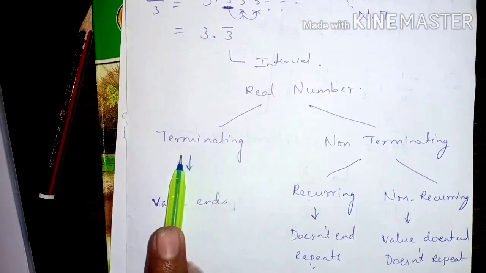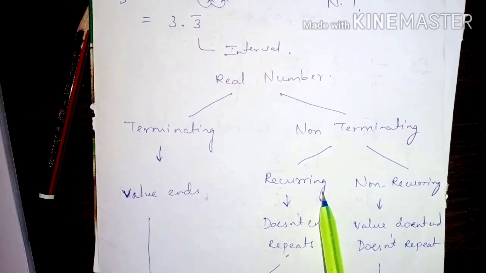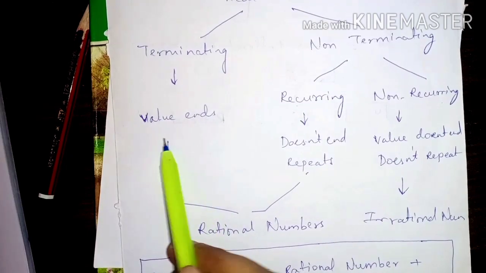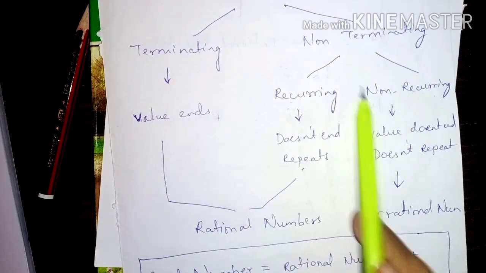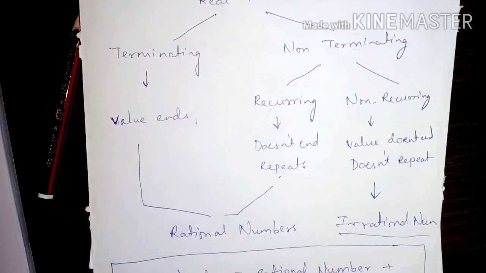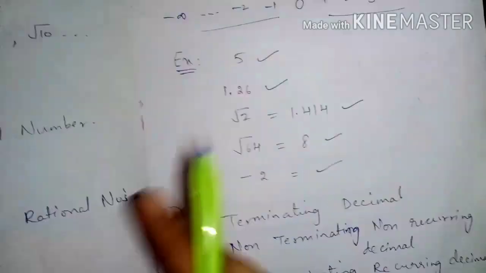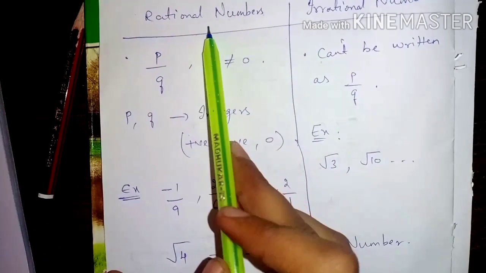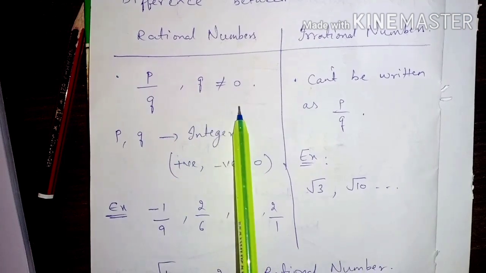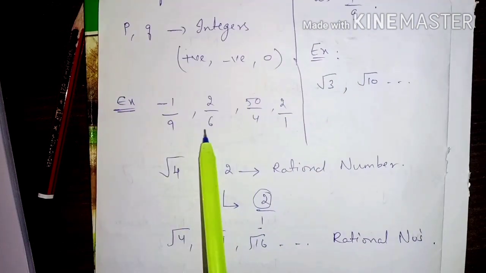Now the real numbers are basically 2 types: terminating and non-terminating. Non-terminating is divided into non-recurring and recurring. These terminating decimals and non-terminating recurring decimals together are called rational numbers, and non-terminating non-recurring is called irrational number. So a real number is basically the sum of rational numbers and irrational numbers. The difference between rational and irrational number is that a rational number could be written in the form of p by q, where q is not equal to 0, and an irrational number can't be written as p by q.